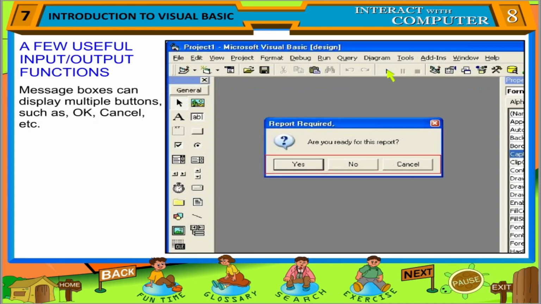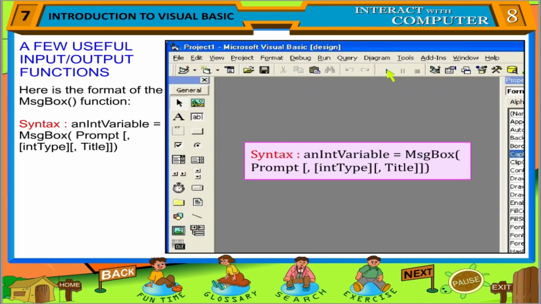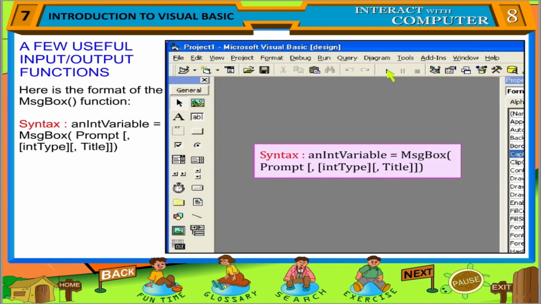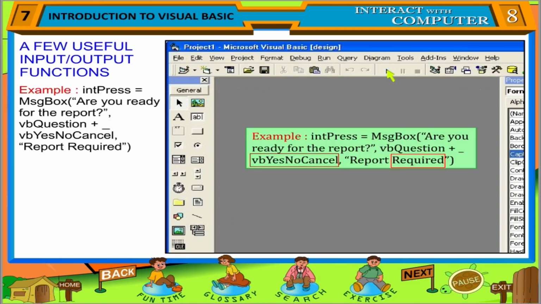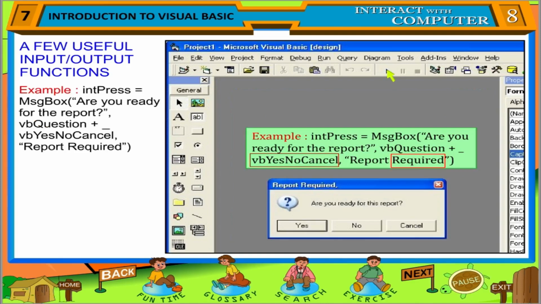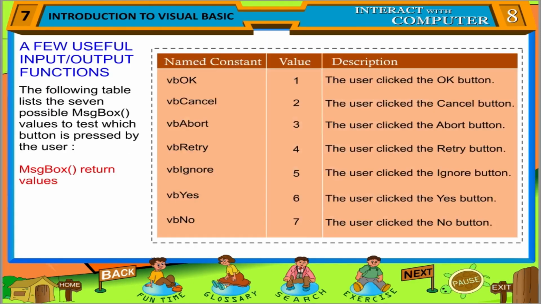Message boxes can display multiple buttons such as OK, Cancel, etc. Here is the format of the message box function. For example, the following table lists the 7 possible message box values to test which button is pressed by the user. Message box return values: named, constant, value description.